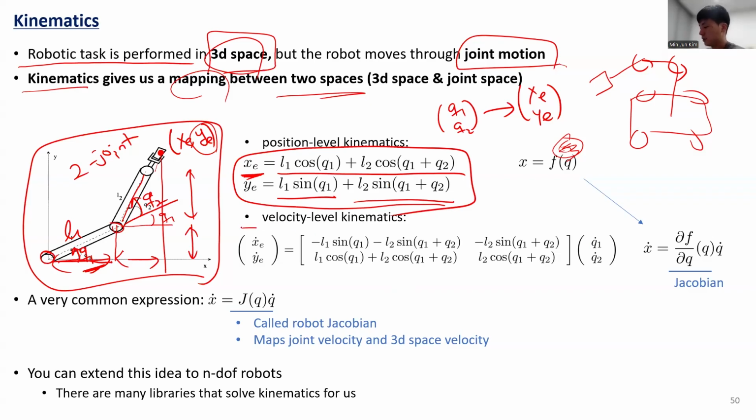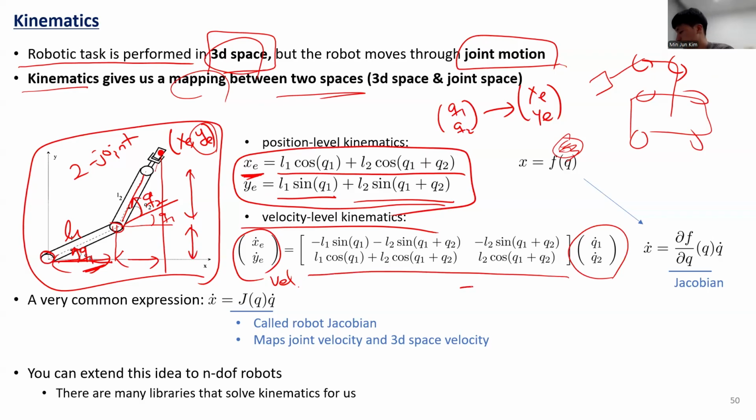And you can just differentiate it. Then here you get the Cartesian velocities, and then here you get the joint velocity and a matrix. And this matrix is called the Jacobian. But I don't think we are going to use the Jacobian in the lecture. But in general, in robotics, the Jacobian matrix plays a very important role. So I will just briefly introduce it.